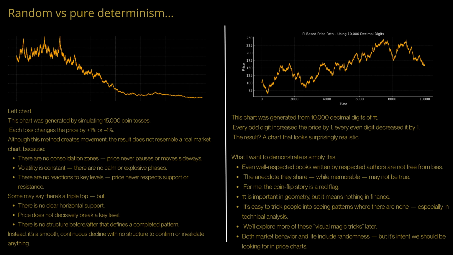On the right, I created a second chart, but this one is the opposite of random. It's 100% deterministic. Every move is predefined, based on the digits of pi. Odd digit, price goes up. Even digit, price goes down. The result? A chart that looks realistic. There are swings, structure, rhythm.